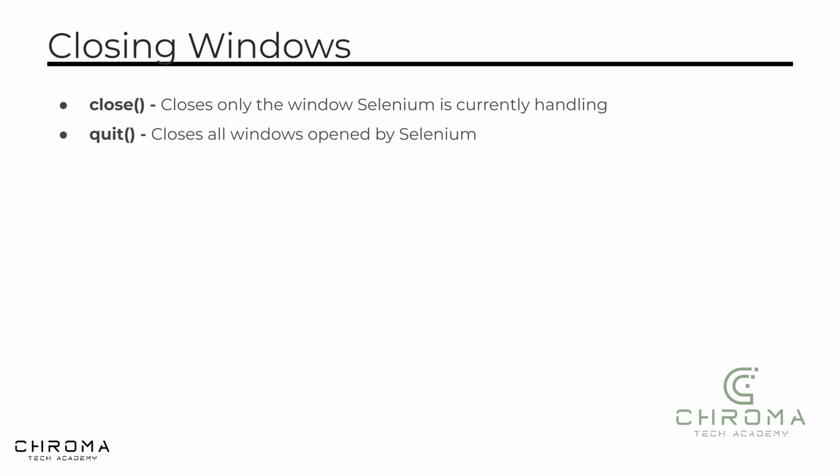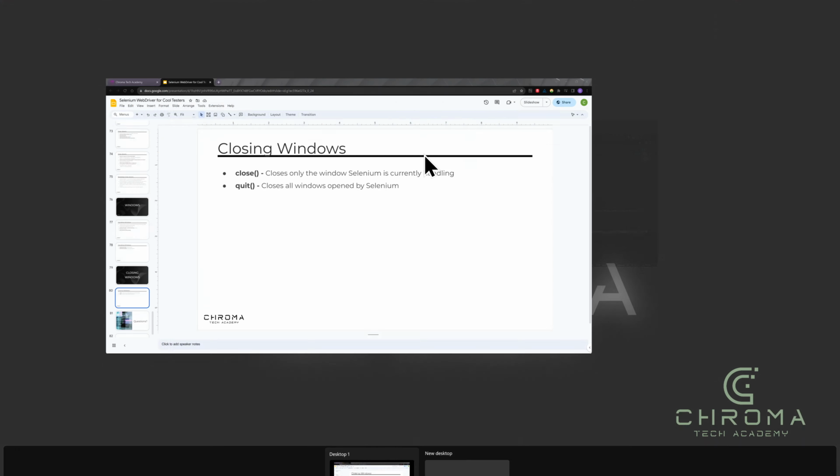So very simple. Closing windows. There are two methods: the close method and the quit method. The close method closes only the window Selenium is currently handling, and the quit method closes all windows opened by Selenium. Let's go to the code that we had here.